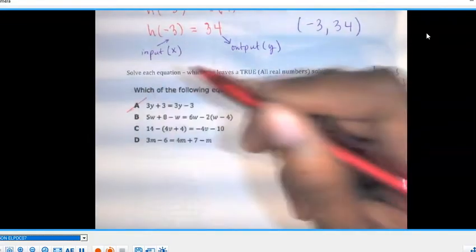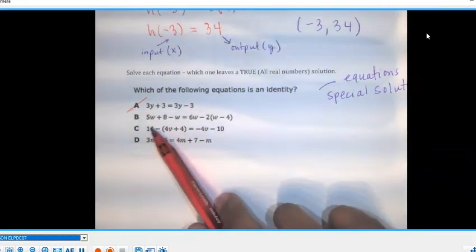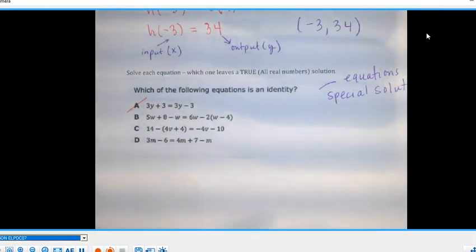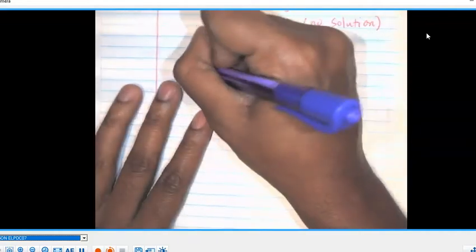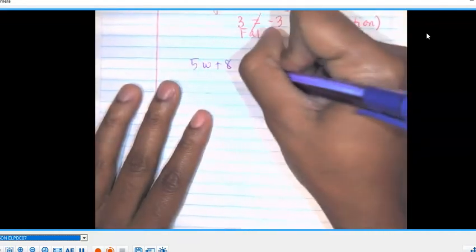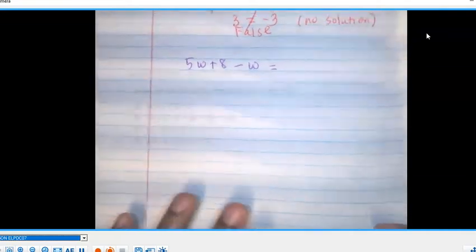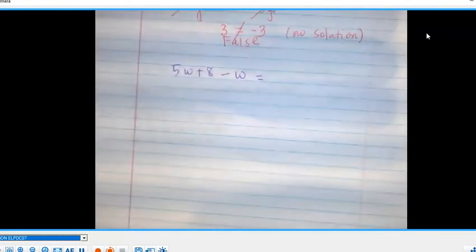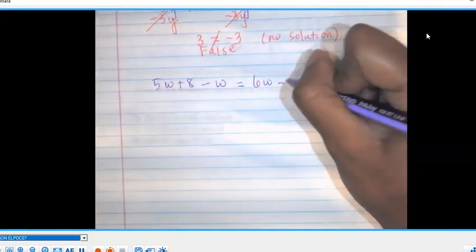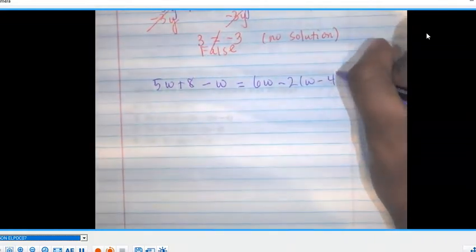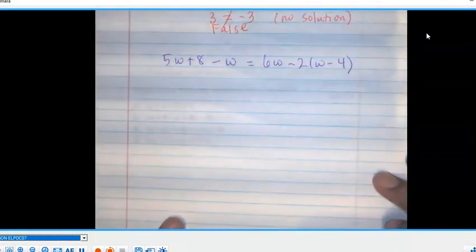So this one is not an identity. It does not make a true solution. Now let's look at this one. For the next one, we have 5w plus 8 minus w equals 6w minus 2w minus 4.